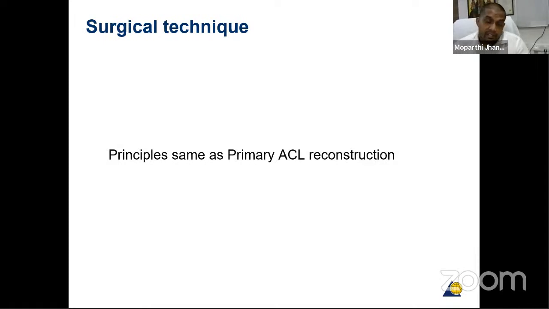The other thing is associated ligaments. If there is any associated MCL or LCL, posterolateral complex or posteromedial corner deficiency, you can plan accordingly.